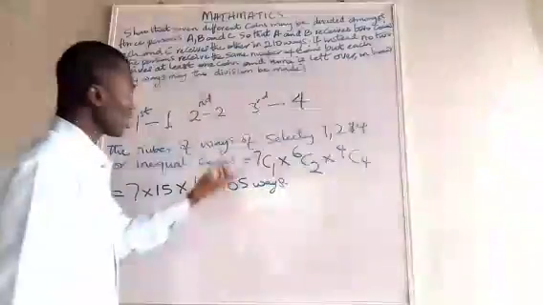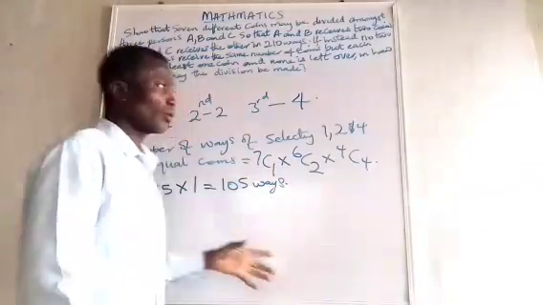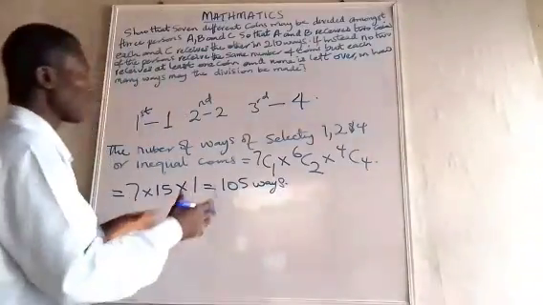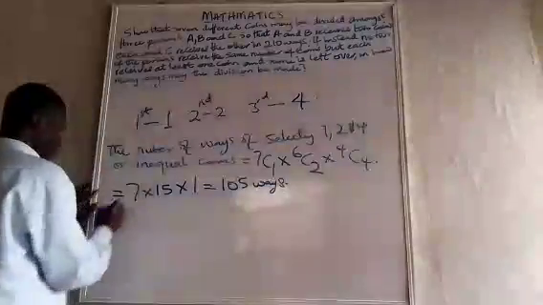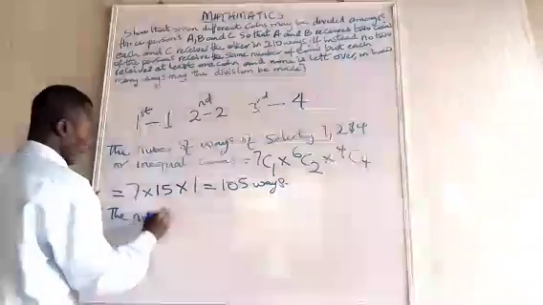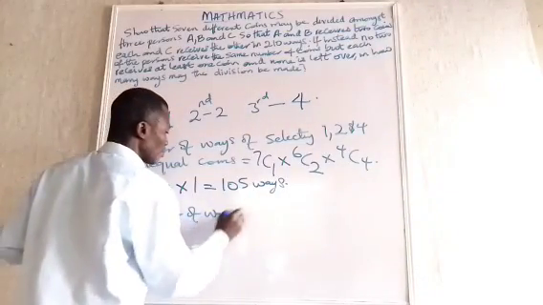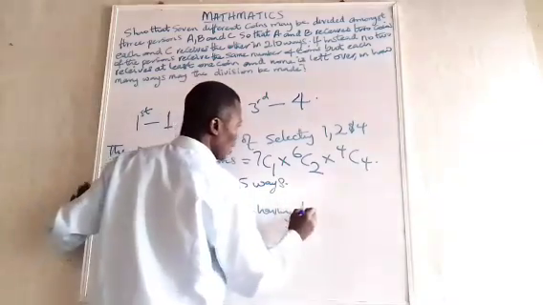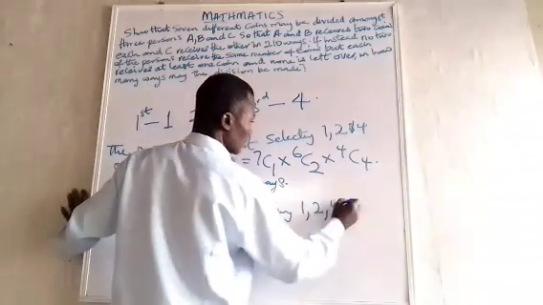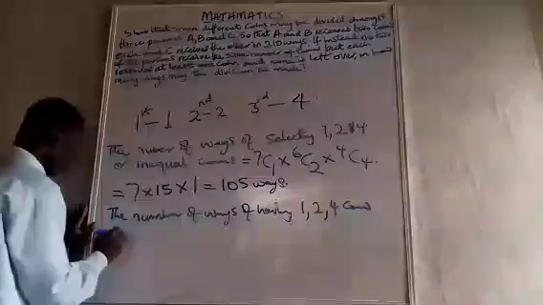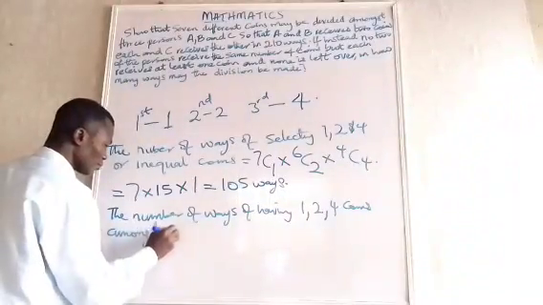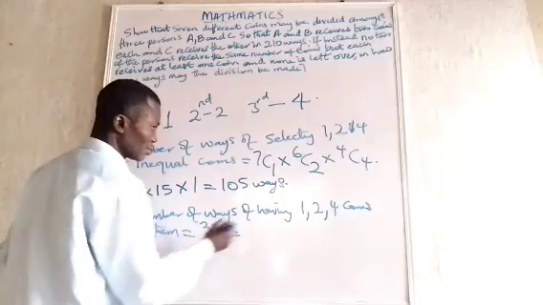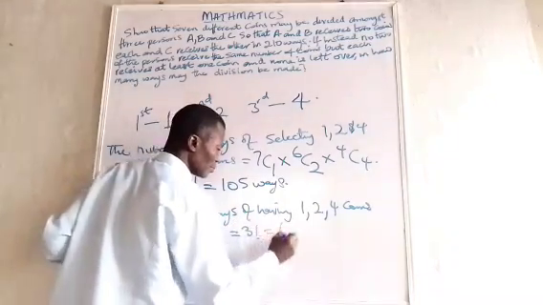But mind you, we did not assign these to anyone. So this one can go to either of them, this one can go to either of them, this one can go to either of them. So the number of ways of having 1, 2, 4 points among them will be equal to 3 factorial, which is 6.